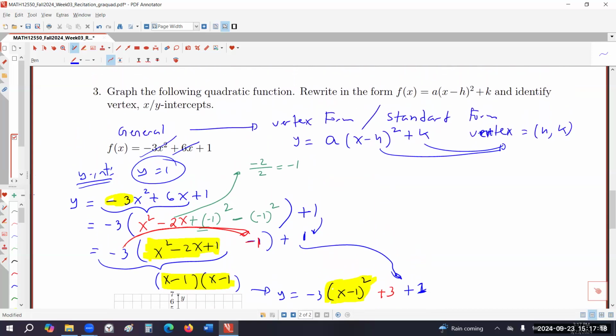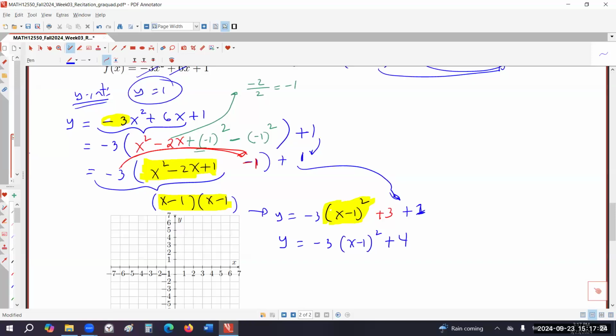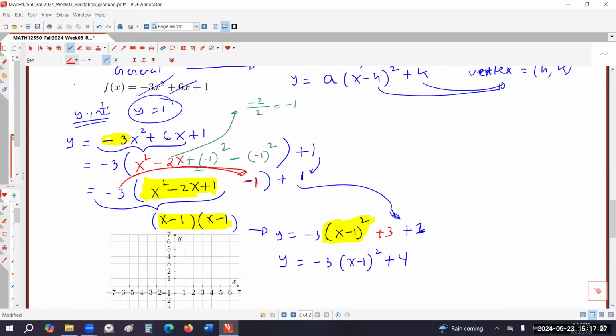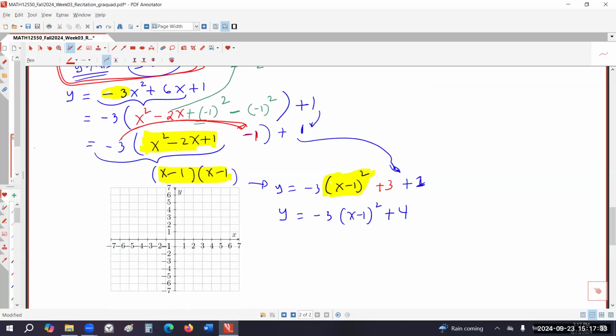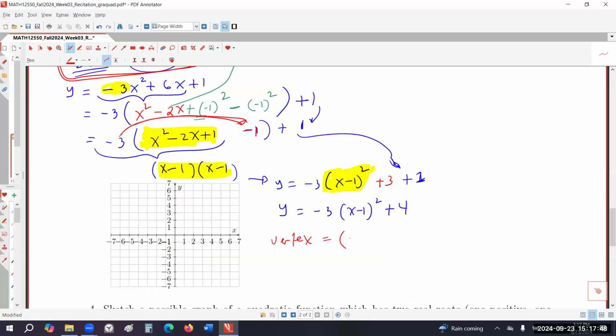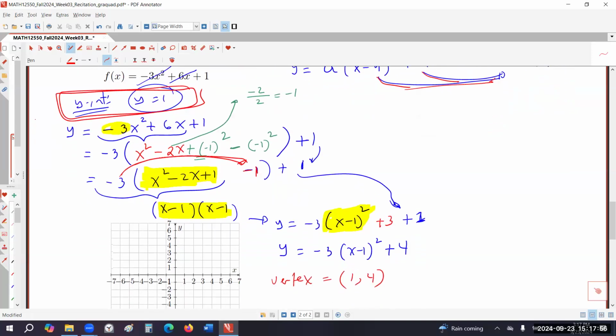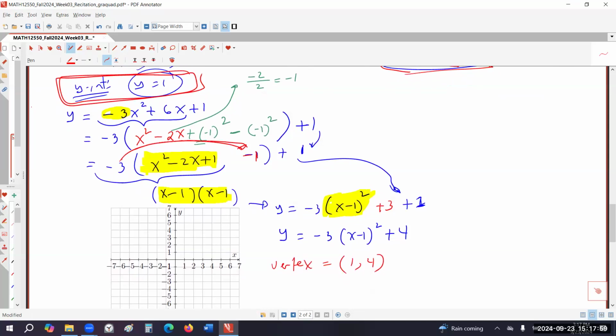What they want us to find? Vertex, x and y intercepts. So we already found y intercept, right? We already done with one of them. Now we can find the vertex. What's the vertex here? Remember, vertex is h from the inside, k from the outside. So what is the vertex? (1, 4). So we found vertex, we found y-intercept. Now we need x-intercept.